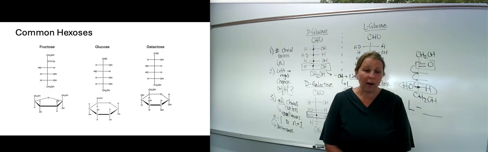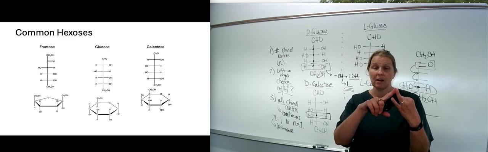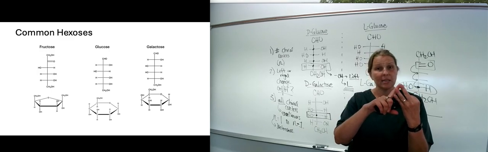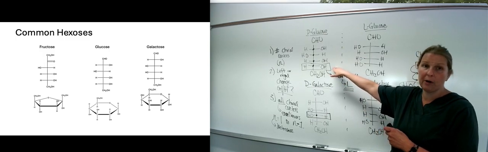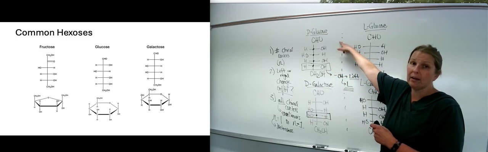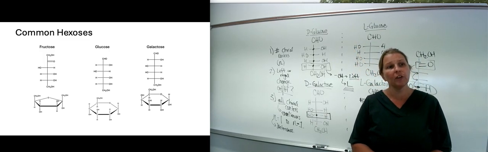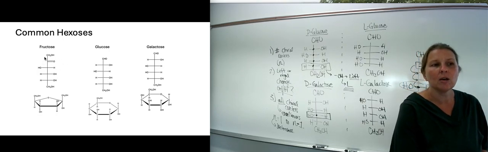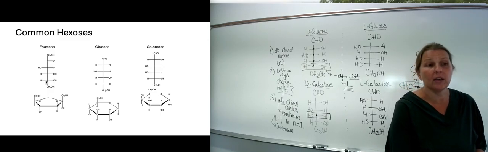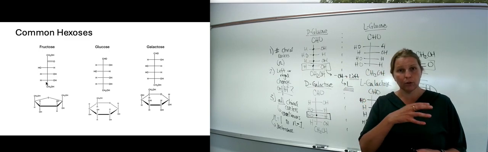So now that we know about monosaccharides, we know about functional groups, we know about naming them based on the number of carbons, and we know about naming them based on their enantiomer, the furthest chiral center from the highest priority functional group. Here are some common hexoses that you may or may not have heard of. To the left we have fructose. Fructose is a ketose, but it has 1, 2, 3, 4, 5, 6 carbons. And as I've drawn it here, this last OH group is on the right, so this is D-fructose.